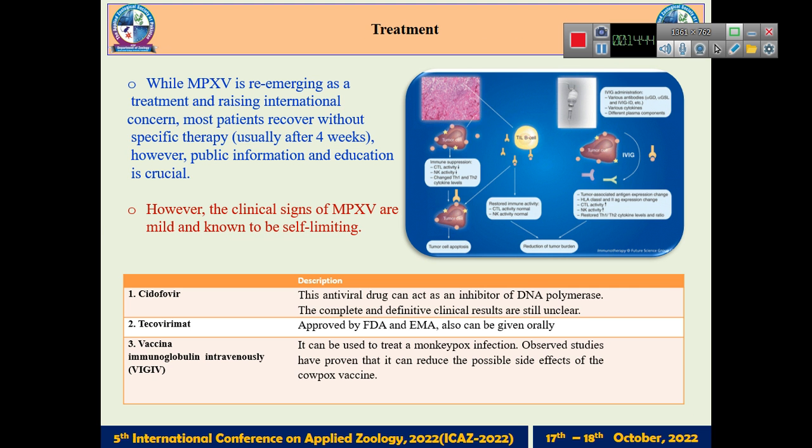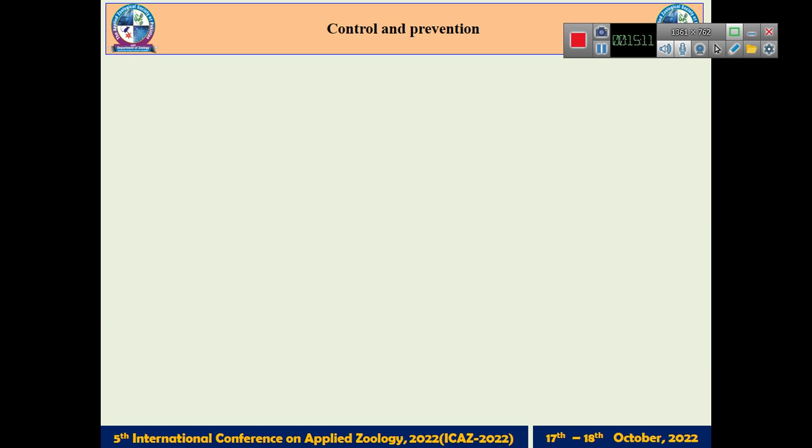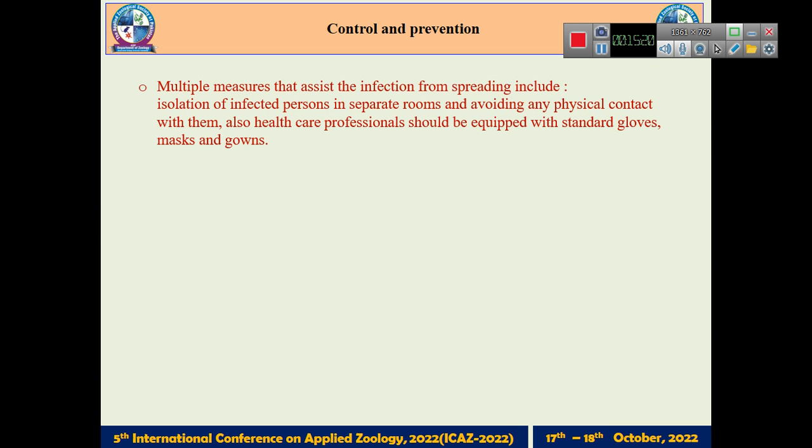Cidofovir is an antiviral drug that can act as an inhibitor of DNA polymerase. The complete and definitive clinical results are still unclear. Tecovirimat, approved by FDA and EMA, can also be given orally. VIGIV, it can be used to treat monkeypox infection. Observed studies have proven that it can reduce the possible side effects of the cowpox vaccine.